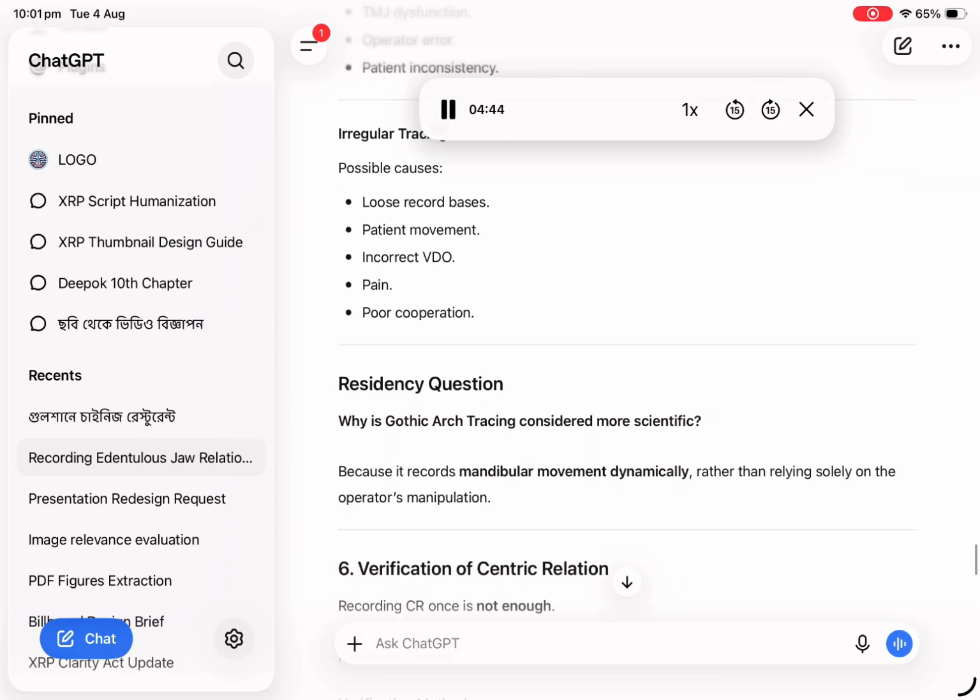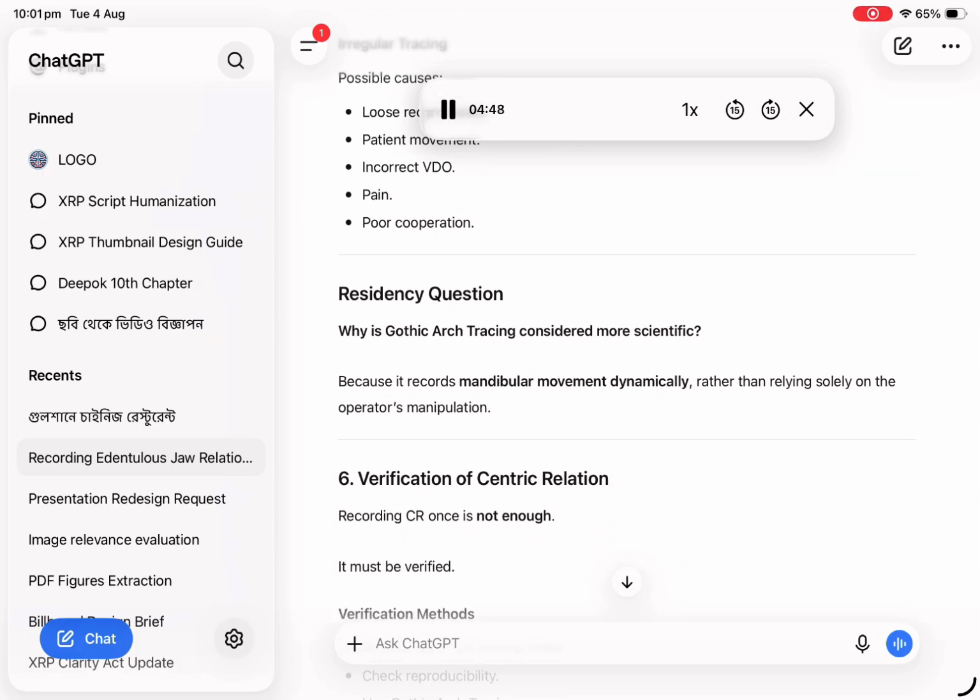Residency question: why is Gothic arch tracing considered more scientific? Because it records mandibular movement dynamically rather than relying solely on the operator's manipulation.